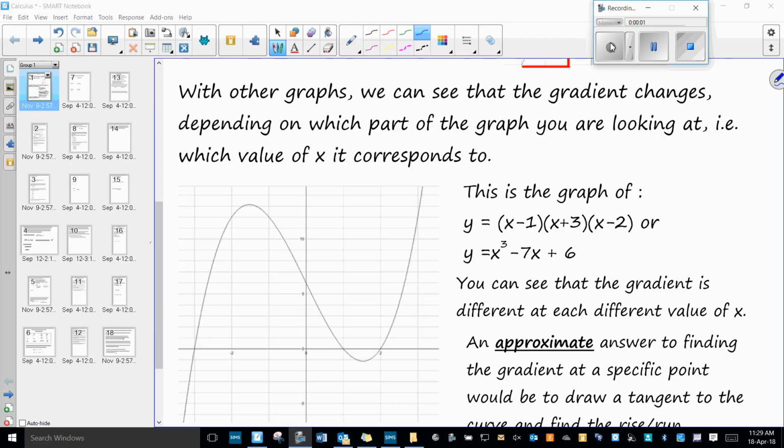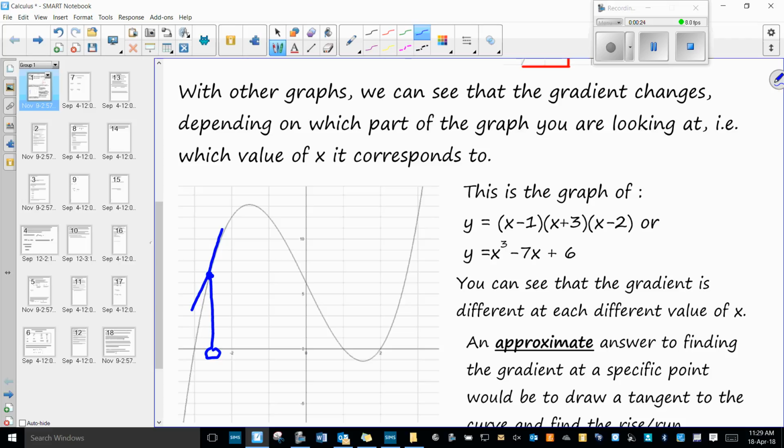Straight line graphs, the gradient doesn't change. Okay, so the example up above, it's just 2 the whole time. Now this one here, if I was to look at this particular position on the graph, I'm looking at this particular value of x. How would we look at the gradient at this particular place? Well, we would draw a tangent to it, and we would be able to find the rise and run.